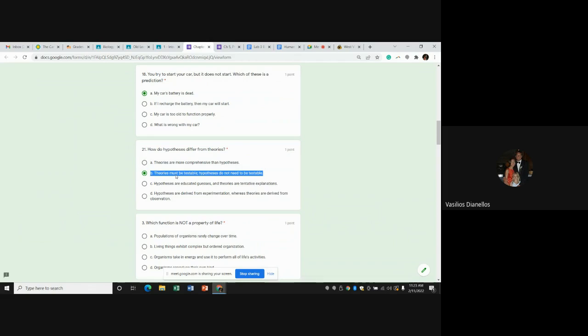Theories must be testable. Hypotheses do not need to be testable. Nope, that's a bunch of garbage. Theories are testable. You can still test theories, and you do that by forming new hypotheses and testing those specific hypotheses. So yes, everything in science has to be testable. Hypotheses are educated guesses, and theories are tentative explanations. No.